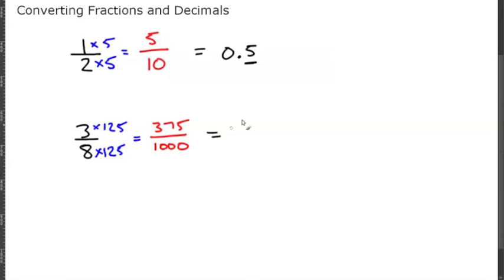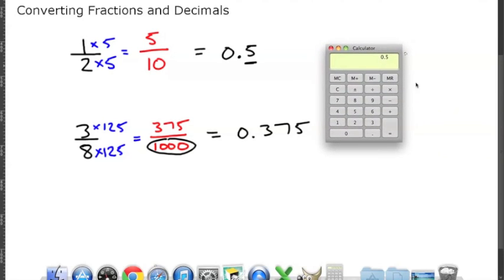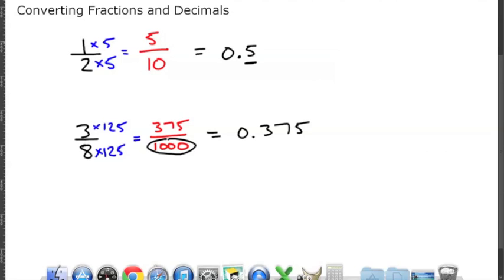Writing that as a decimal, that's going to be 375 thousandths, so 0.375. Double checking with a calculator, we're going to do 3 divided by 8, which is 0.375, so we were correct.